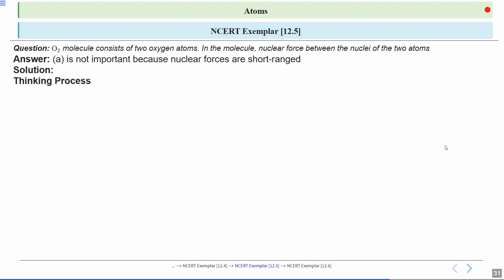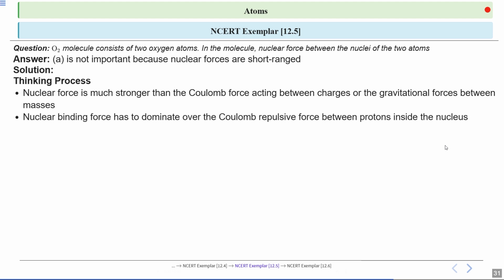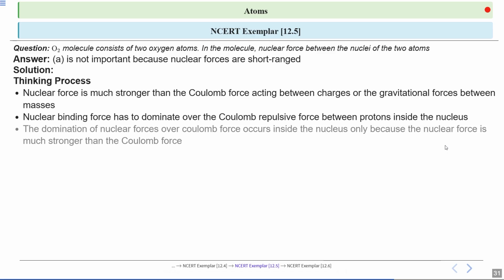Let's start our thinking process. Remember, nuclear force is the force that holds protons and neutrons together inside the nucleus. It's much stronger than other forces like the electric forces or gravity. Nuclear force is indeed much stronger than Coulomb's force, which is the force between electric charges, and also much stronger than gravity, which acts between masses. Inside the nucleus, the nuclear binding force must overcome the repulsive Coulomb force between the protons. This is why nuclei can exist at all. Without the nuclear force, the protons would fly apart due to their like charges.